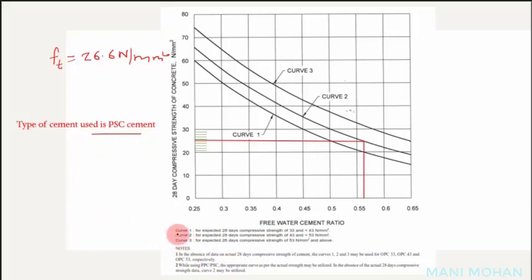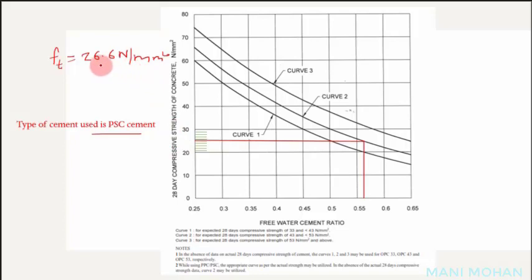The type of cement which you are using is Portland slag cement. So you please refer to the description for curve 1, curve 2 and curve 3. Now curve 1 you have to use when the compressive strength of cement is 33 Newton per mm square. Curve 2 when compressive strength of cement is 43. Curve 3 it is 53. Now suppose you don't know what is the compressive strength of the cement you are using. Here in note it has been mentioned, in the absence of the actual 28 days compressive strength data, curve 2 may be utilized. So we are going to utilize curve 2 to compute the water cement ratio.